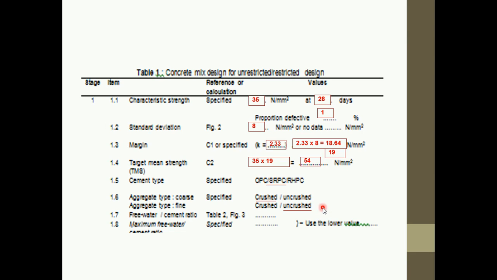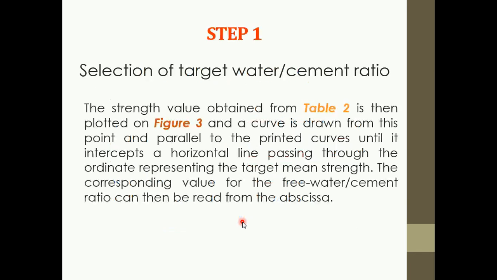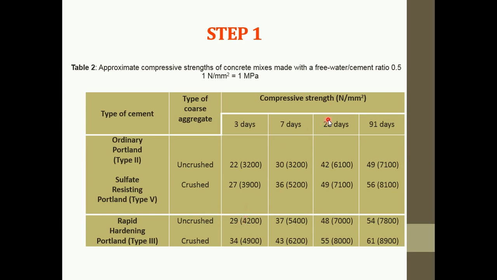Next is to calculate the free water cement ratio by referring to table 2 and figure 3. The target water cement ratio is obtained from table 2 and then plotted on figure 3. Here is table number 2. Since we want compressive strength at 28 days, the type of cement is sulfate resisting Portland cement, SRPC, and the type of coarse aggregate is crushed, we get a compressive strength value of 49.